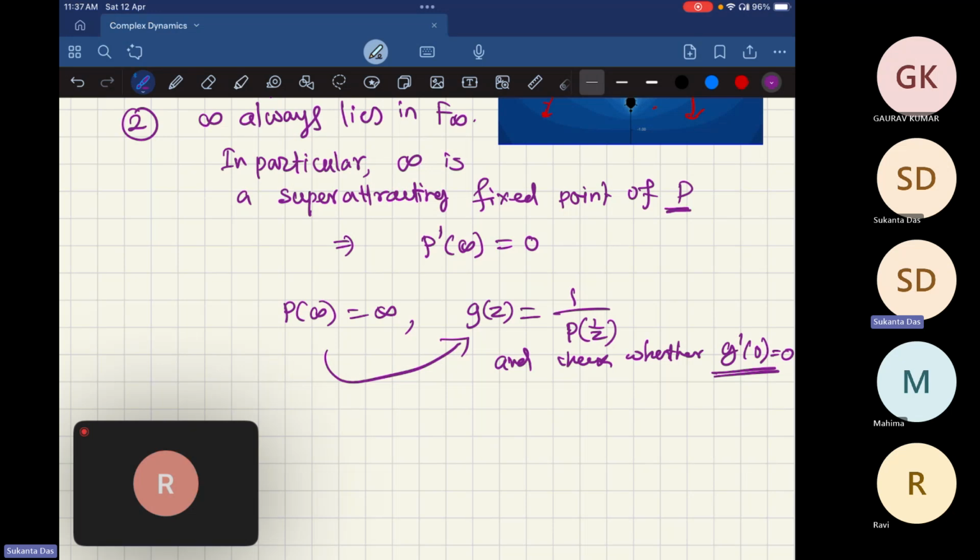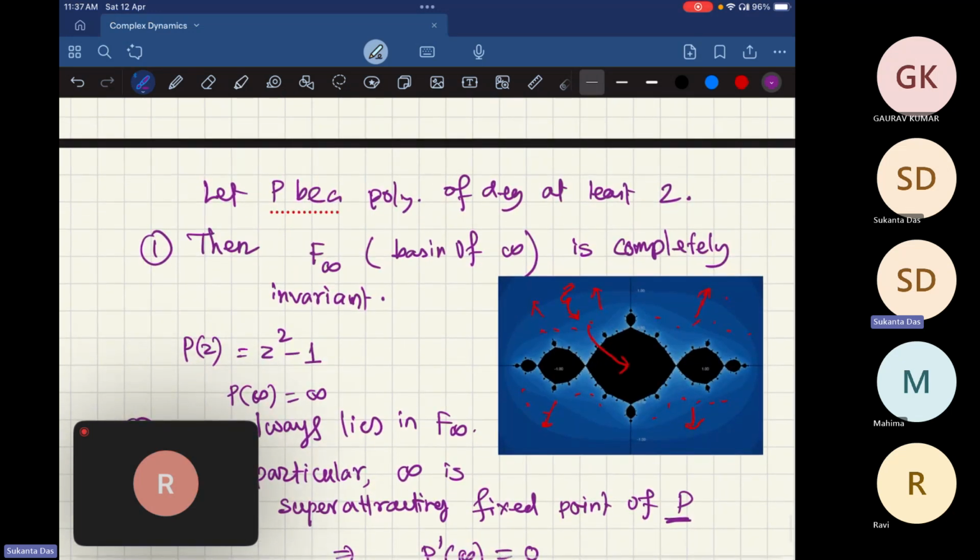So it is indeed true that if you take any polynomial of degree at least 2, then infinity will always be super attracting. Means there will be some sort of area, or I can say domain, after which if you take any point, the points will be going to infinity. Okay.